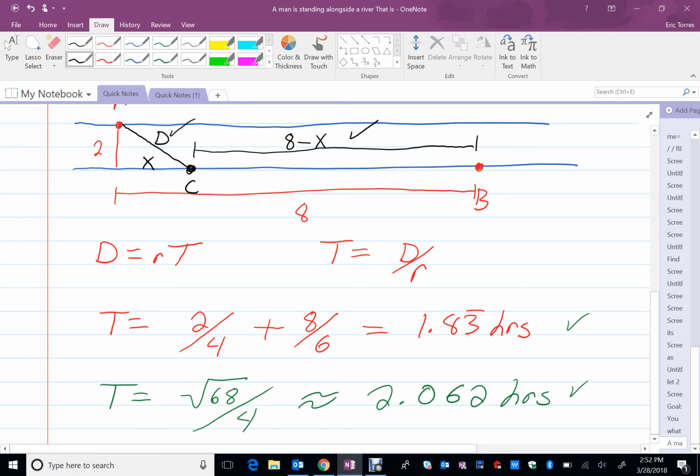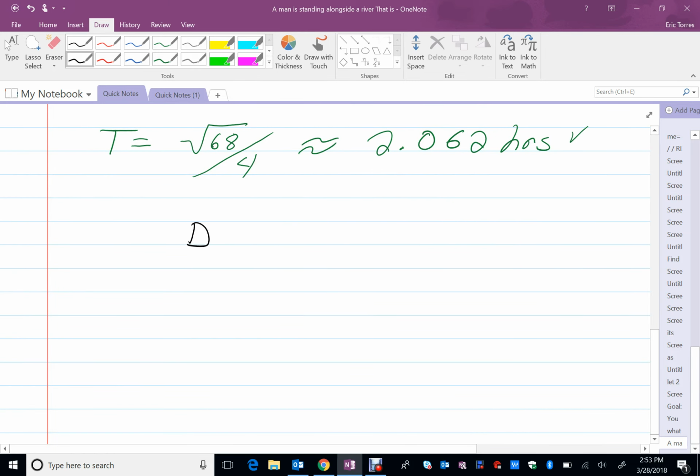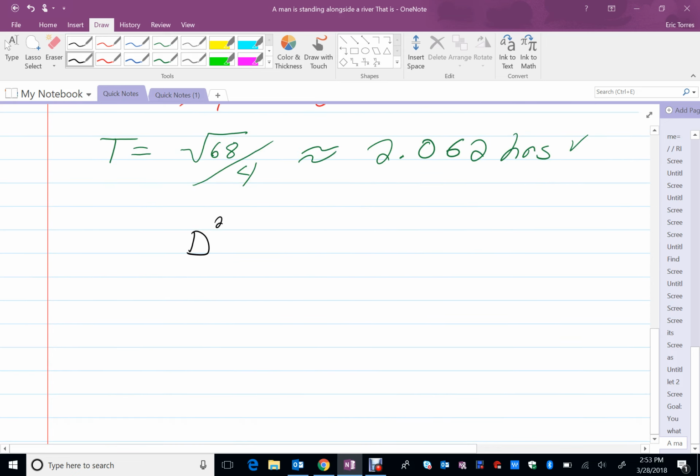So to do that, I'm going to use the Pythagorean Theorem. And the Pythagorean Theorem for that distance, again, let's take a look at the triangle. It's a squared, which is 2, plus b squared, which is x, gives you c squared in this case, which would be d. So d squared would equal 2 squared plus x squared. Take the square root of both sides. And I have my distance.